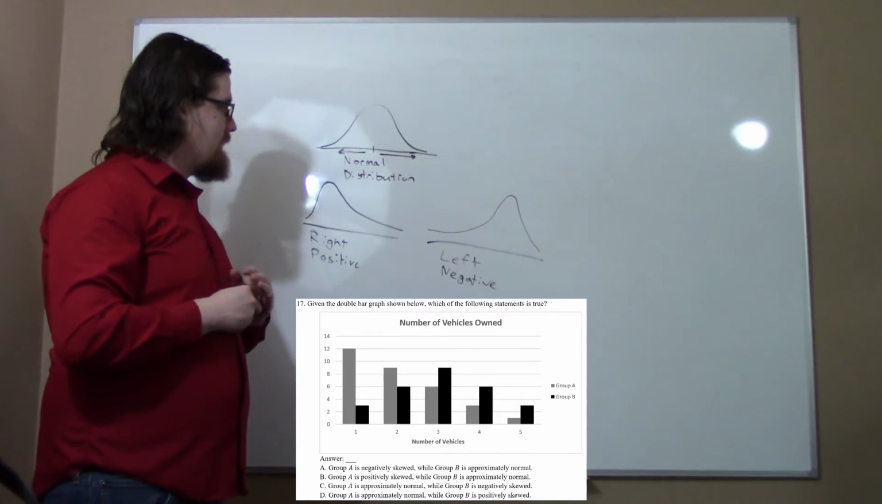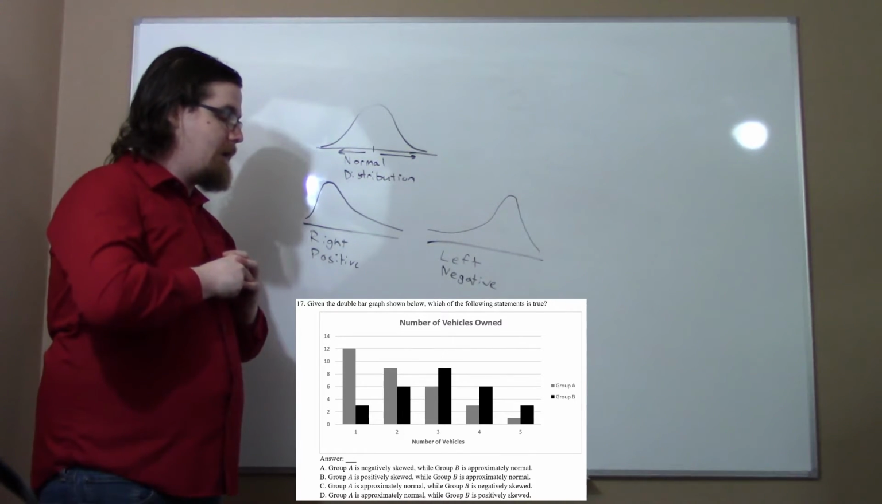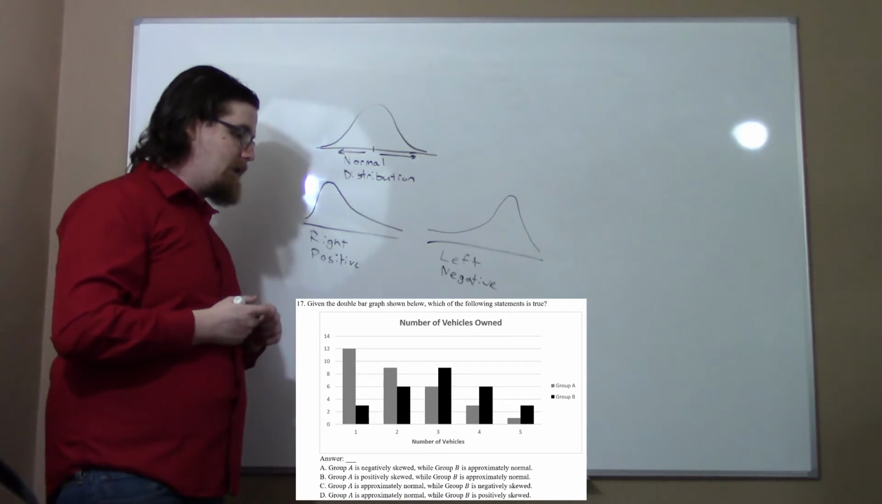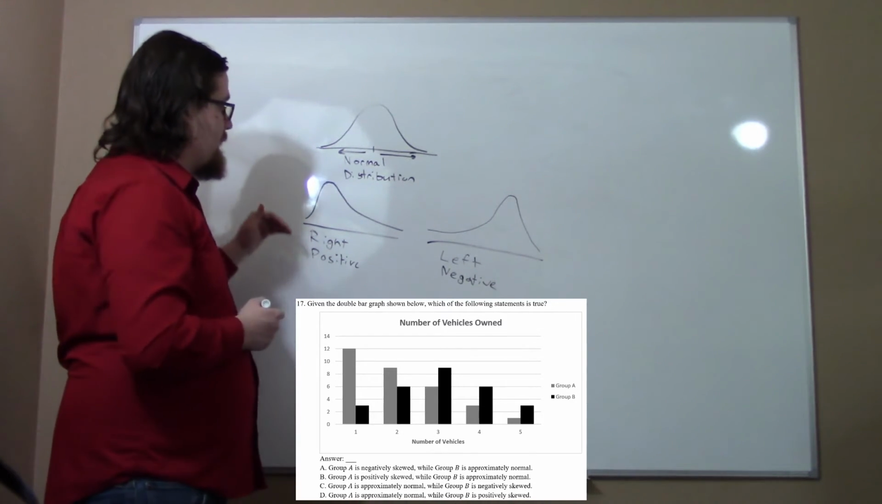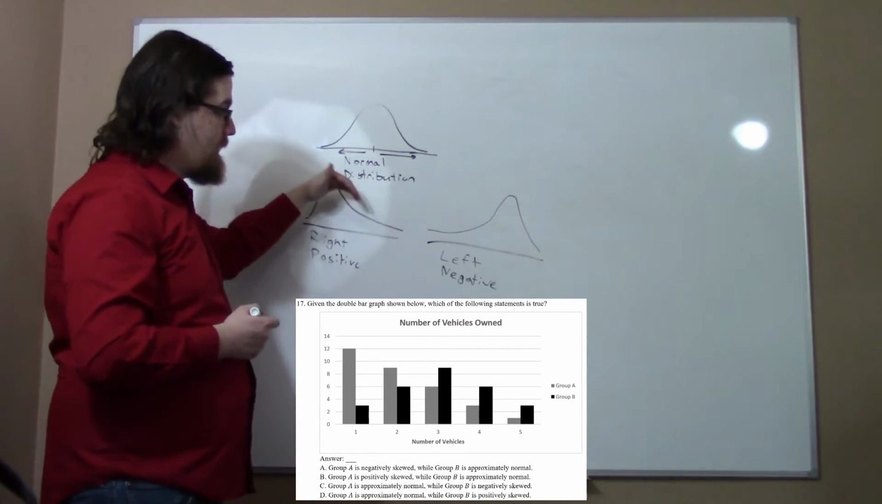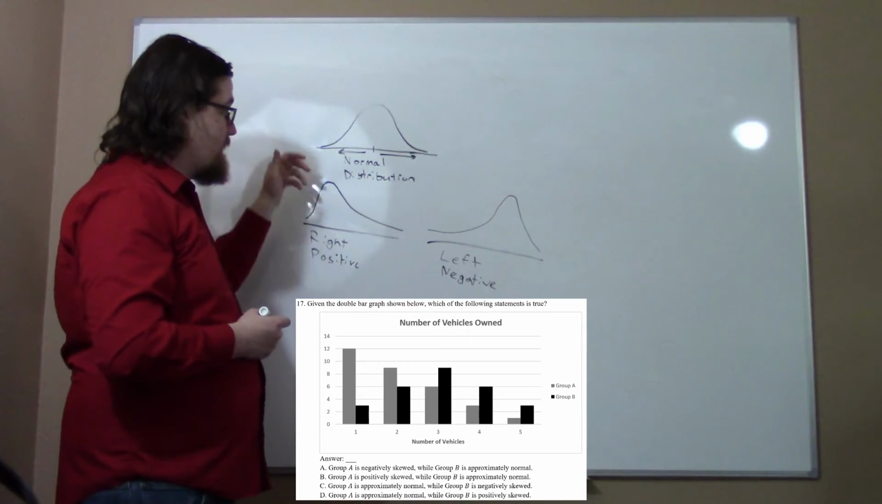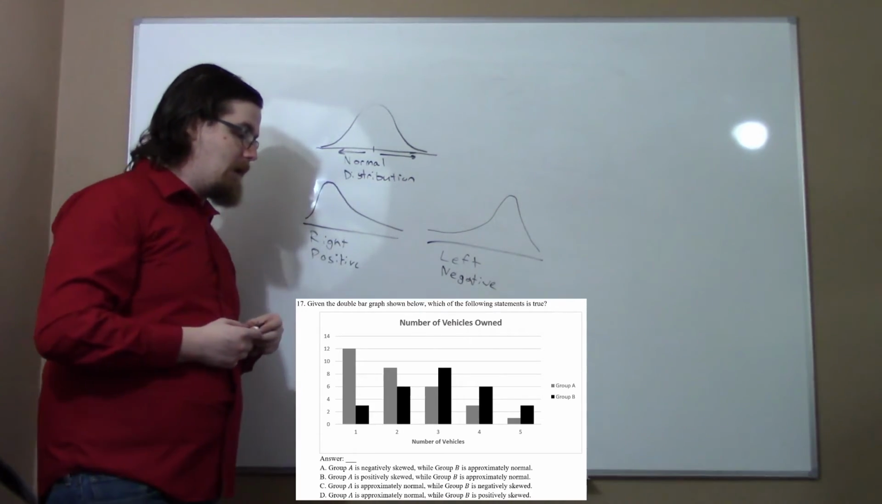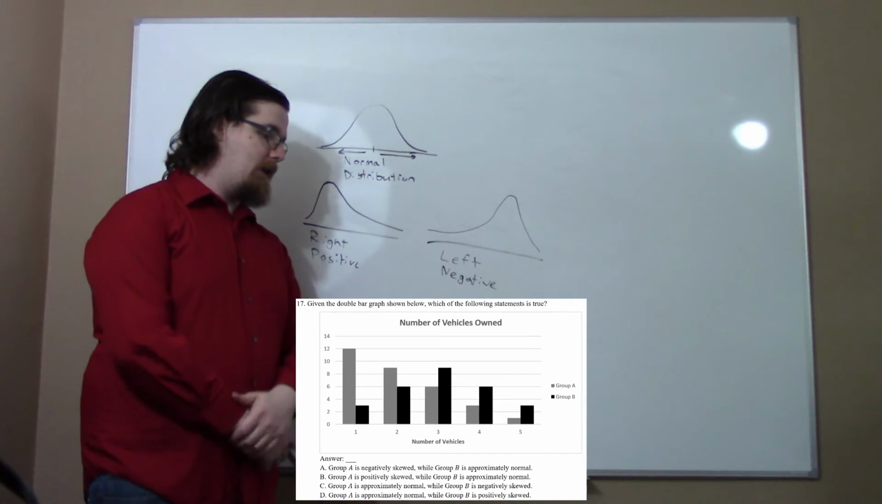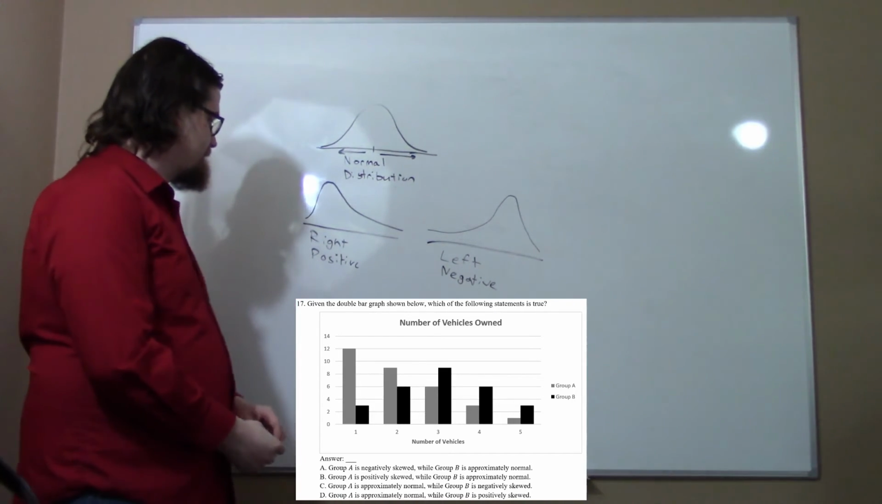Now, looking at these answers here and comparing against our given graph, we could see that group A seems to fit into the right or positive skew, and group B seems to fit into a normal distribution. And if we look at the answer choices, we can see that answer choice B is the correct answer.